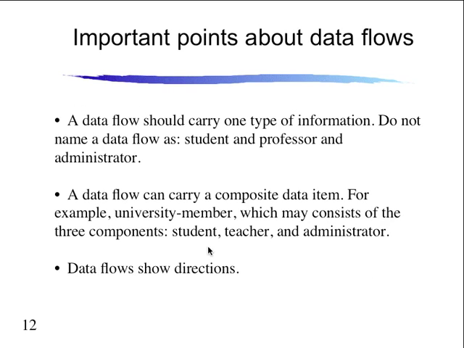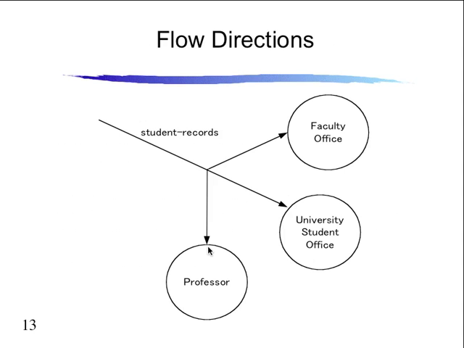So we've got multiple different pieces that go together. And the data flows show directions, so you can kind of see the flow. And here's our flow directions. So we have student records, and the student records come in, and this is something new I haven't shown you yet. We have an arrow that branches out into three separate arrows. This isn't cardinality. This isn't the crow's feet. This is three different processes. The same student records goes to faculty offices, goes to university students, student office, and goes to professor.